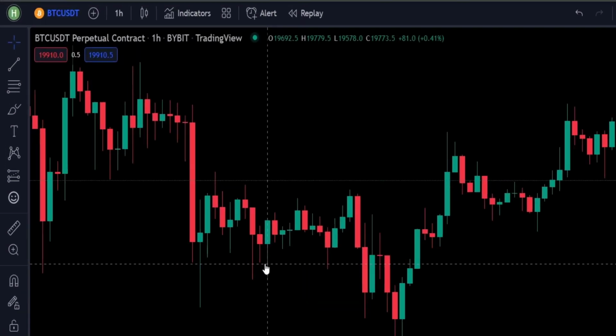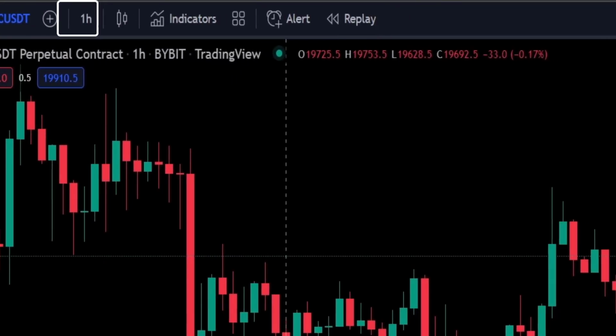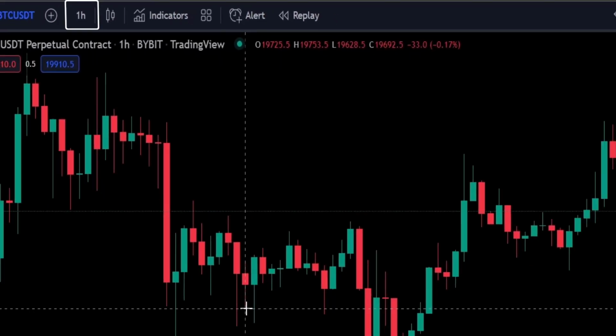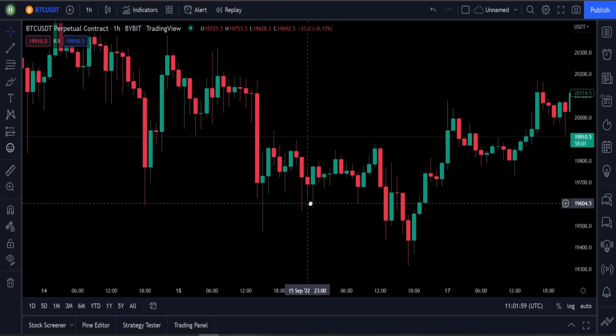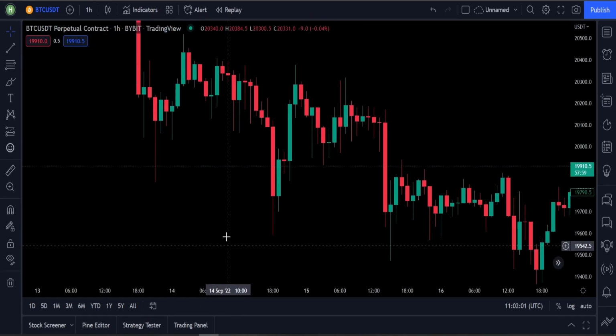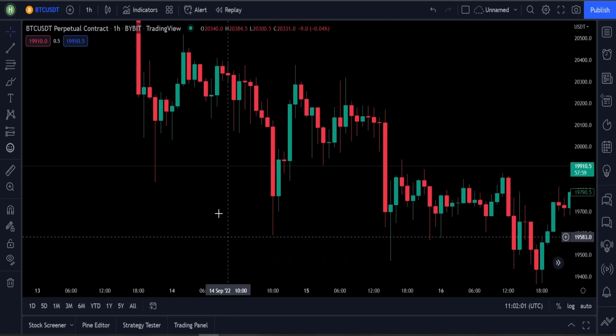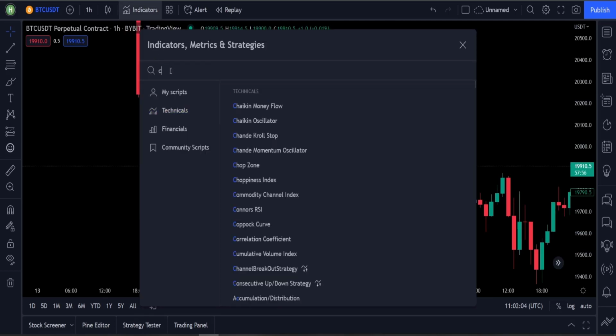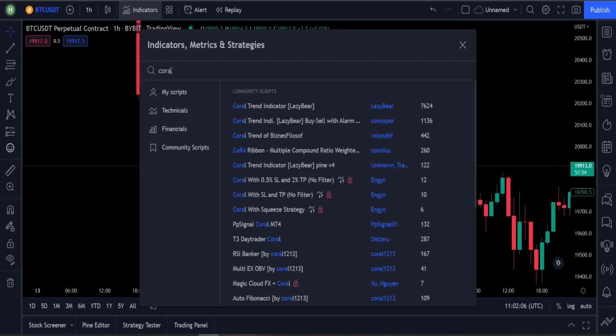I'm going to be using the Bitcoin chart on the 1-hour time frame. When you first enter TradingView, this is what your chart is going to look like on a 1-hour time frame. Now, let's go ahead and add our first indicator to the chart. So we're going to search for Coral Trend Indicator by Lazy Bear and select this one right here.